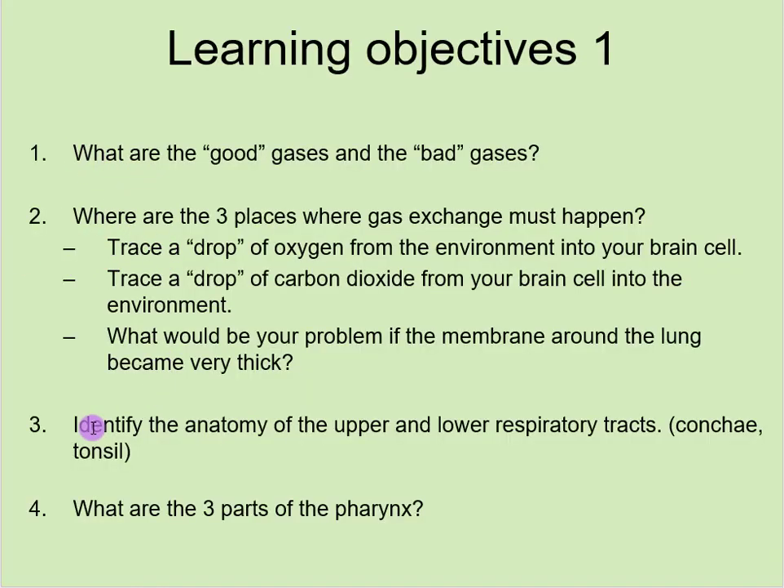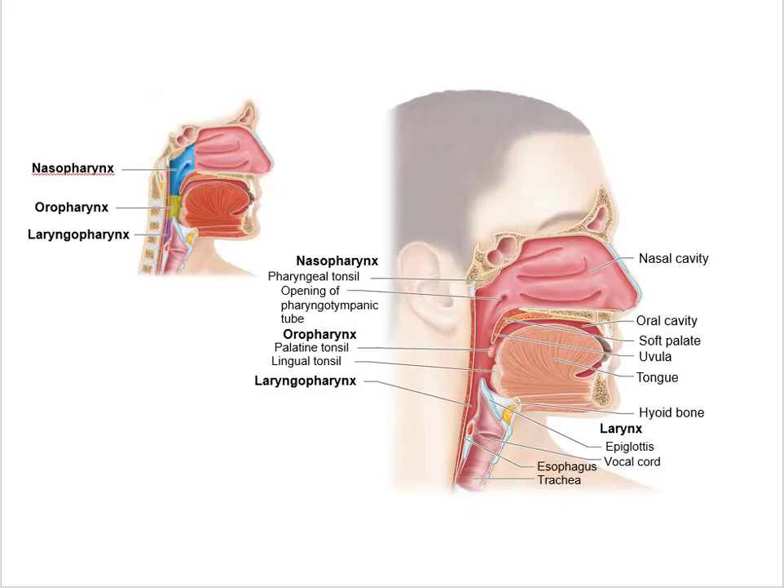Okay, so let's see where we are. We covered number 1, we covered number 2, we covered number 3. The last thing I want to do then is cover the different parts of the pharynx. So when you look at the pharynx, what is the pharynx? The pharynx is this part way at the back of the nasal and oral cavity. Okay, so that's the pharynx.